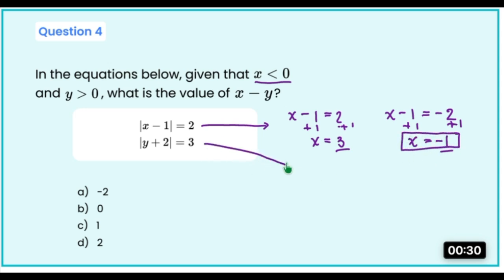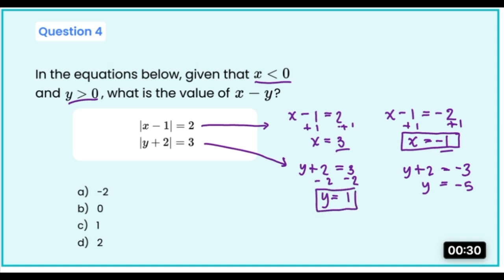So now it's time to solve the second one. So we do y plus 2 is equal to 3, and y plus 2 is equal to negative 3. And we subtract 2 from both sides for the first one, and then we get y equals 1. And the other one, we subtract 2 from both sides, which is y equals negative 5. And we're looking for a y value which is positive. And that is y equals 1.